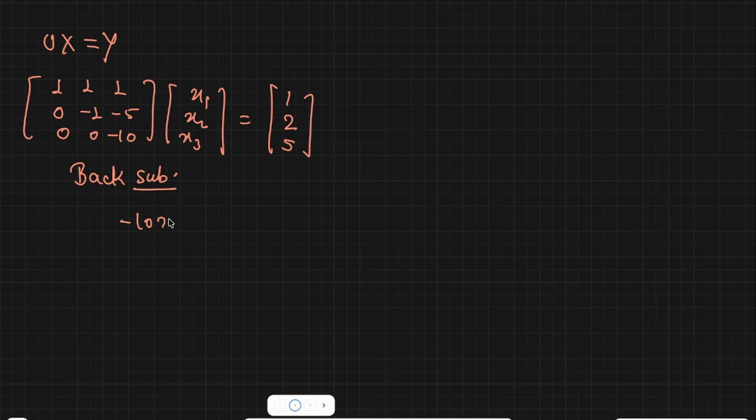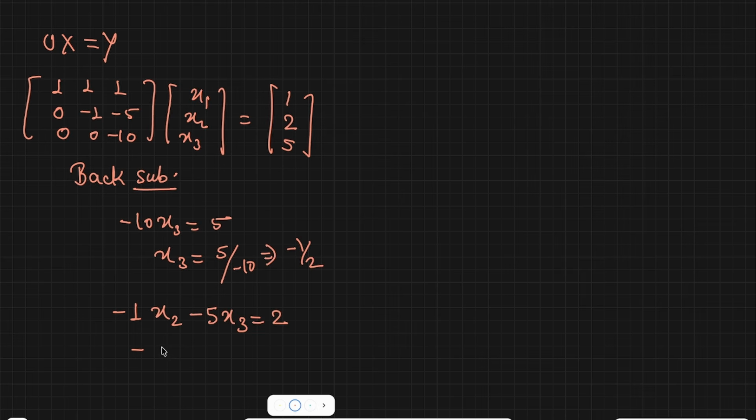So minus 10 x3 is equals to 5. Then x3 is equals to 5 divided by minus 10. That is minus 1 by 2. So your x3 is equals to minus 1 by 2. Then minus 1 x2 minus 5 x3 is equals to 2. Then it is your minus x2 minus 5 times minus 1 by 2 is equals to 2. When you solve this, you will get x2 is equal to 1 by 2.